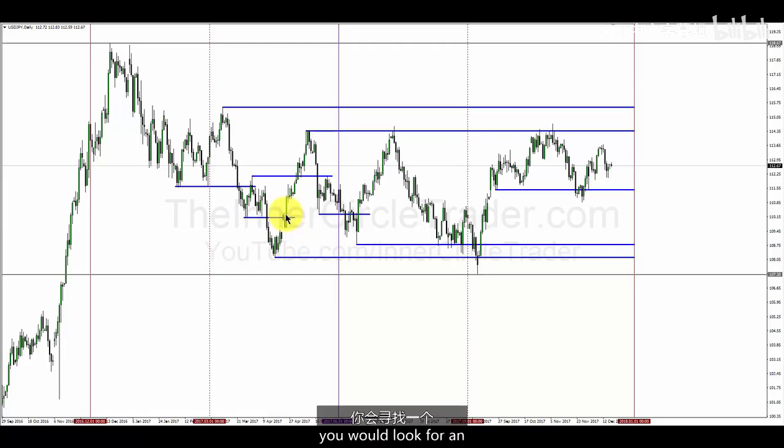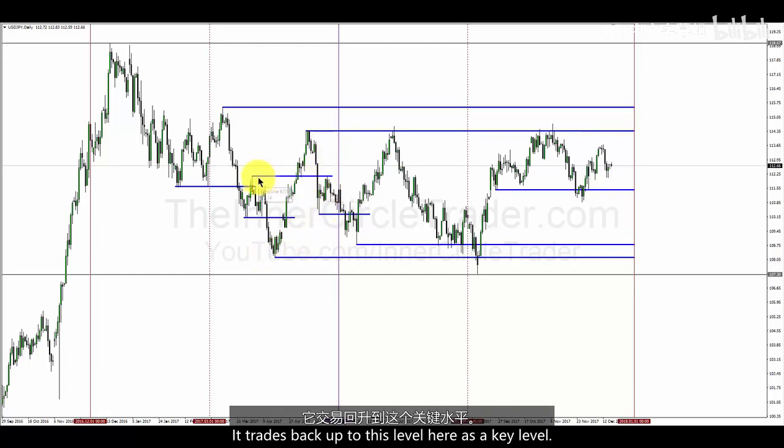Once that happens, you would look for an old high or equal highs to reach for. Here's an old high. It trades to that. We have an old high here. Doesn't get to that. It fails here. Trades back down. It goes back below this old high. What's it going to reach for? Possibly this old low here. It trades back up to this level here as a key level.